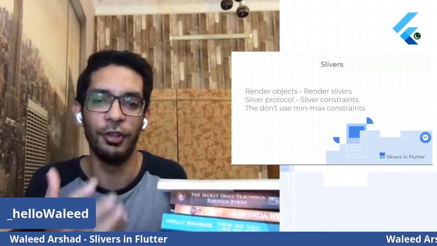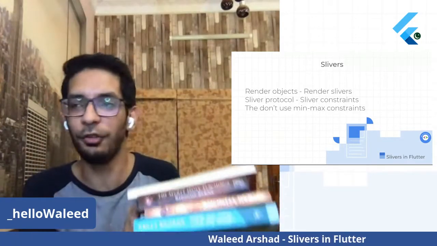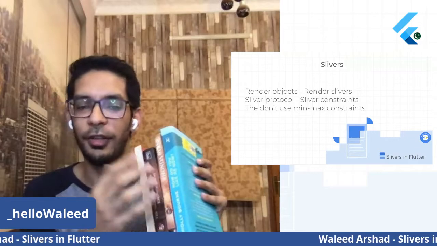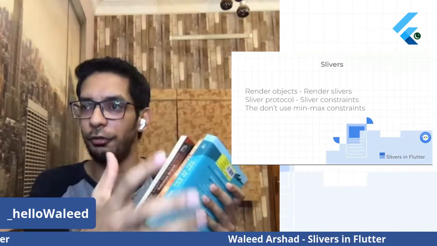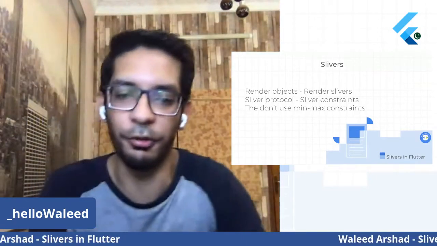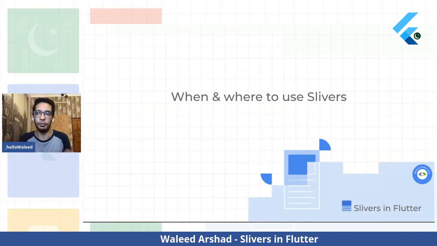And this whole thing needs to be some big parent which can hold slivers. I'll tell you what that big parent should be. This was just for understanding how the slice things act. When I show you the UI, I'll refer to the slice concept so you'll understand through it. So let's move on and see where and when to use slivers.